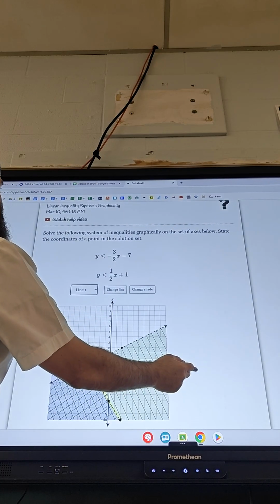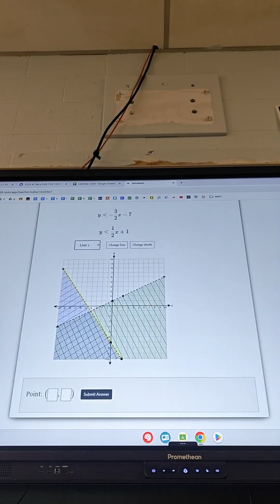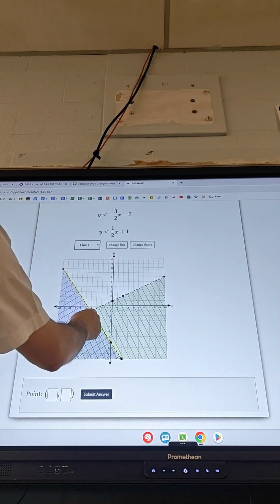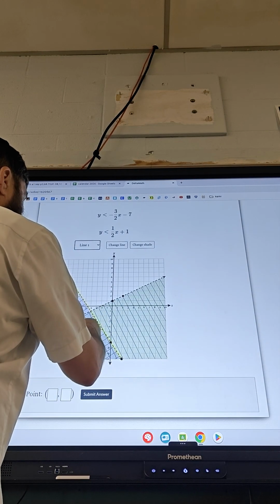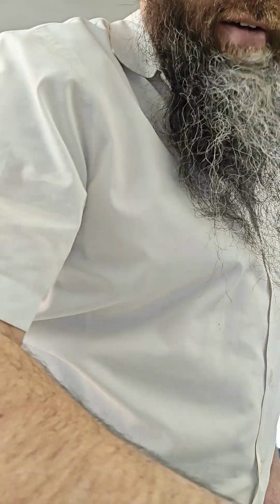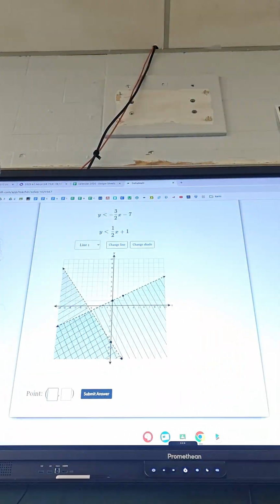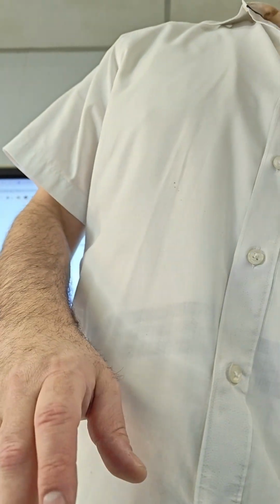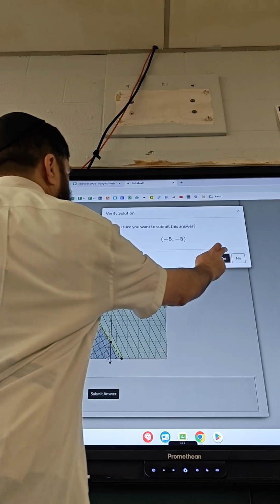Now what they're asking is, state the coordinates of a point in the solution set. Any point in this crisscross pattern, for example, -5, -5. That's my answer. There's a million answers you could write. You could write -5, -5, or -5, -6. So you would just type in there -5 and -5 and submit your answer.